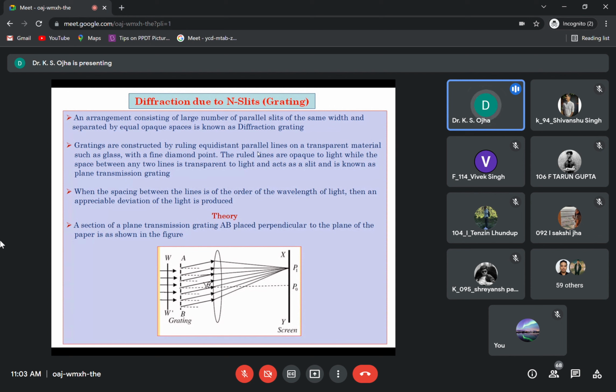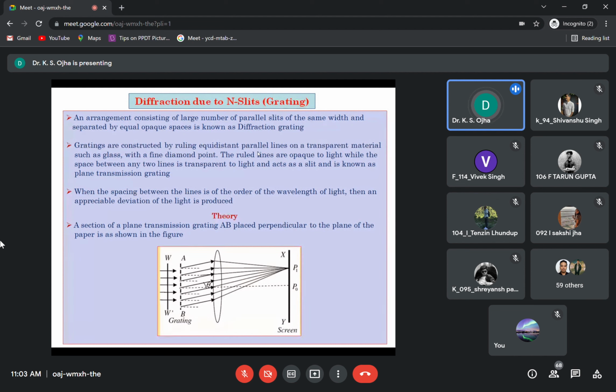Here I am giving the example of n. So when you draw n parallel lines on the glass plate of equal width, you will see there will be two parts. One part will be transparent and the second part will be opaque. The line that you have drawn will not pass the light, so that part is called the opaque part. So this whole arrangement is the n slits.